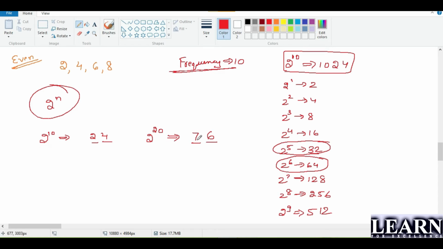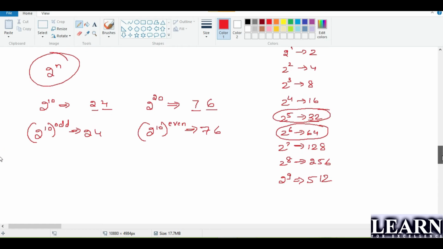Okay. So 2 power 10 ends with 24, 2 power 20 ends with 76, again 2 power 30 ends with 24, and 2 power 40 ends with 76. So I'll just make a note of it: 2 power 10 to the power odd ends with 24, and 2 power 10 to the power even ends with 76. I have written the exact example or condition below. 2 power 10 to the power odd is nothing but 2 power 10, 2 power 30, 2 power 50. All these numbers will end with 24. And 2 power 20, 2 power 40, 2 power 60, all these numbers end with 76. Is it clear, guys?